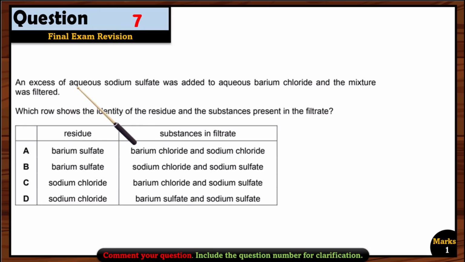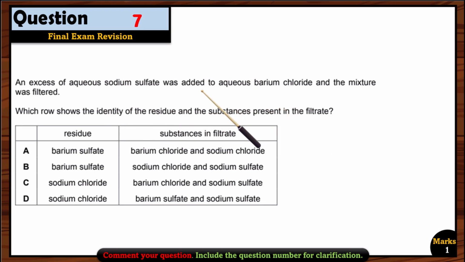Question 7. An excess of aqueous sodium sulfate was added to aqueous barium chloride and the mixture was filtered. Which row shows the identity of the residues and the substance present in the filtrate? Okay, so now we have to see which method was actually used here. Aqueous sodium sulfate and aqueous barium chloride are both in aqueous form, in the soluble form. And then they are using a filtration method. It means this is a precipitation method.